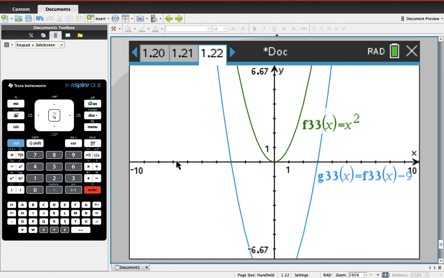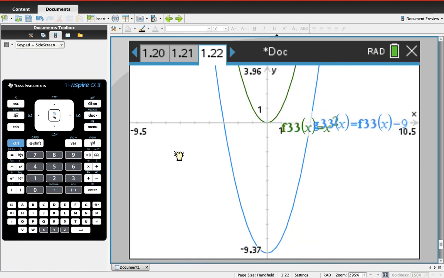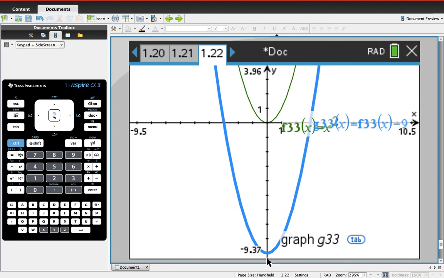And look at that. All it did was just shift it down 9 units. 1, 2, 3, 4, 5, 6, 7, 8, 9. It just shifted it down 9. Exactly what we predicted earlier.